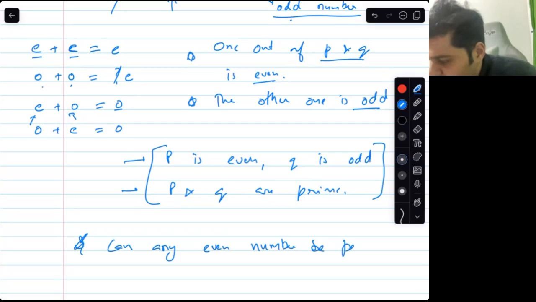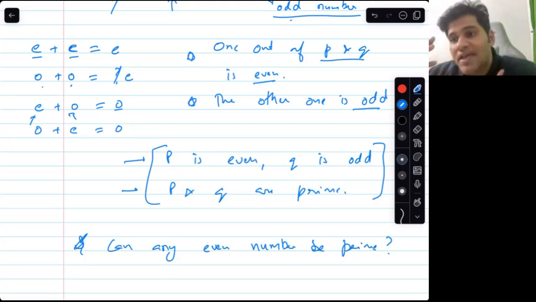I think even numbers are not prime because they get divided by 2. So is there any even number in the world that is prime? Yes. The smallest even number is also a prime number. So 2 is the only even prime number.